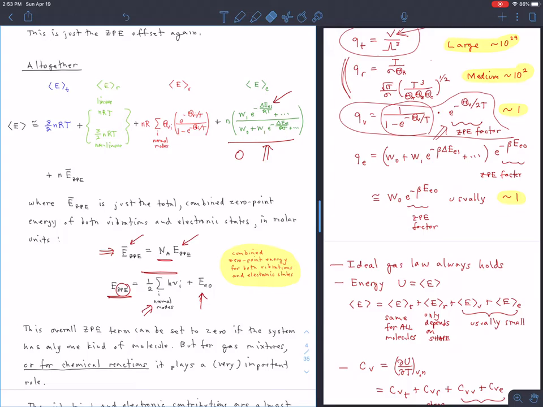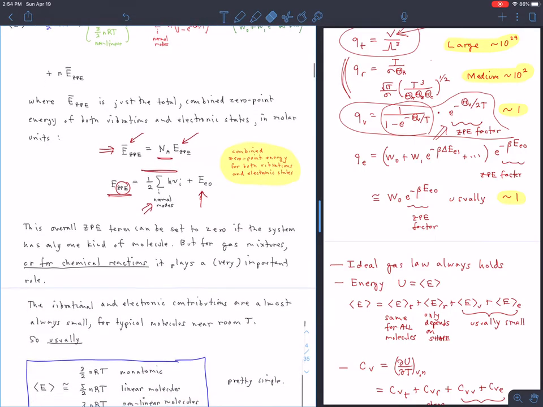There's an overall zero-point energy that you can always set to 0, but that's got to be the overall energy for all molecules at once. You can't do it one by one for each molecule. And so as long as you've only got one kind of molecule, you can set this to 0. As soon as you start having many molecules, you've got to keep track of them so that you don't lose track of the energy differences between the various molecules involved.